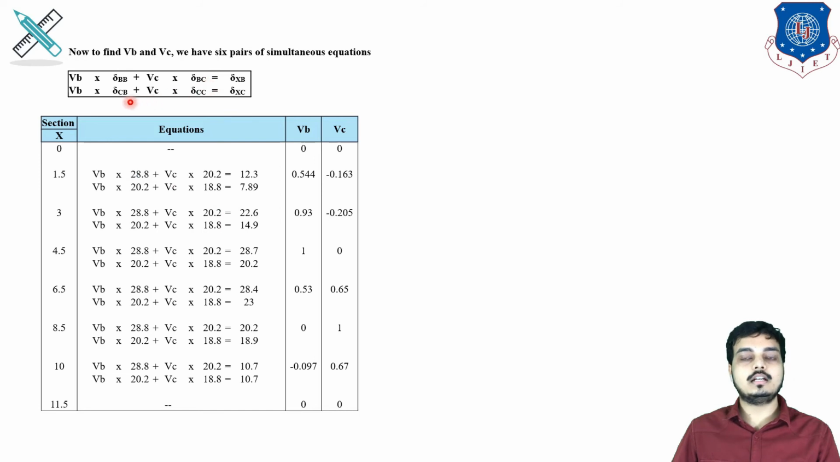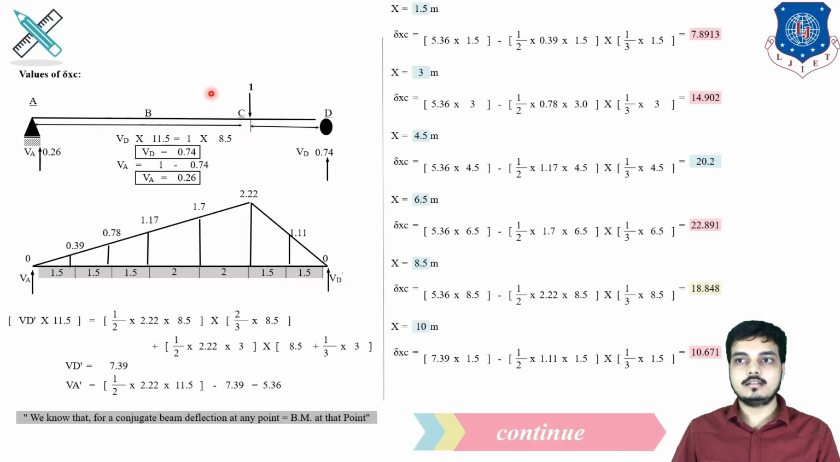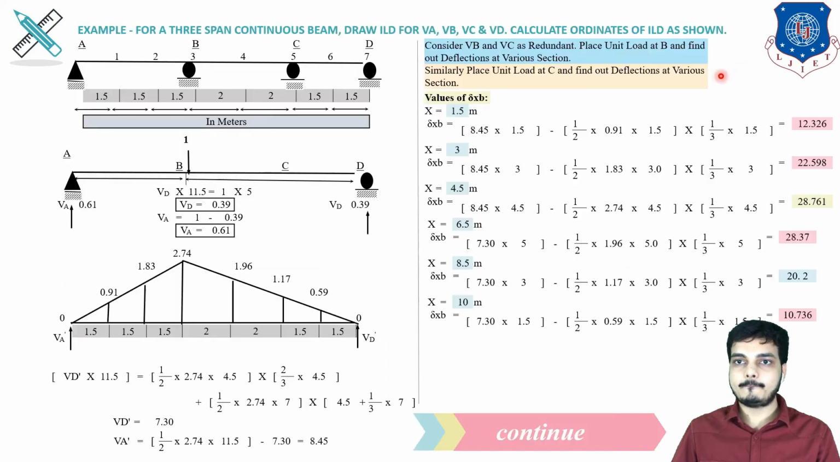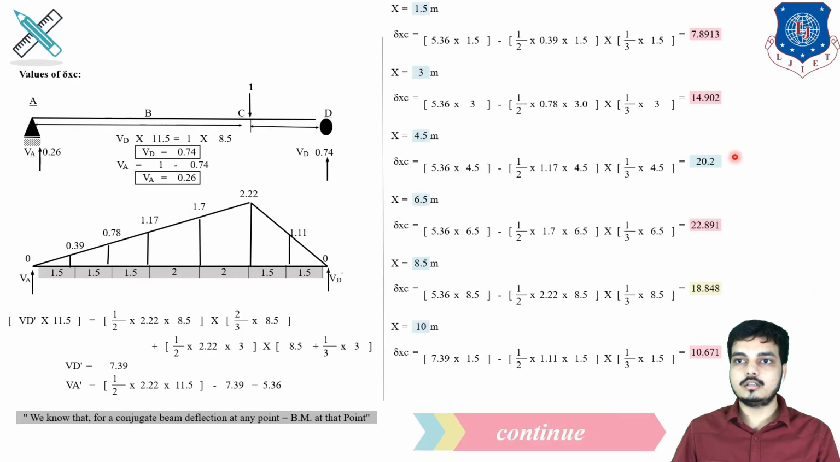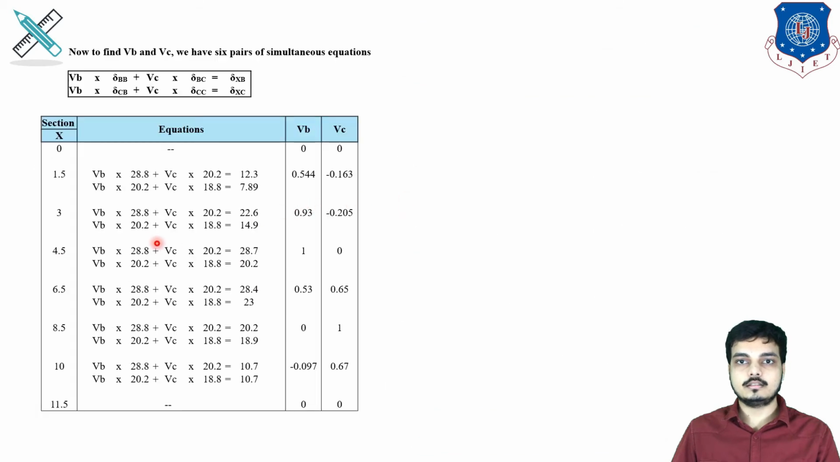Now what are delta BC and delta CB? Delta BC is nothing but load at B, deflection at C. So here load at B, the value will be 20.2. Similarly, we used 20.2 at 4.5. So that's why 20.2 and 20.2. Delta CB is nothing but deflection at C due to load at B. So both values will be 20.2.